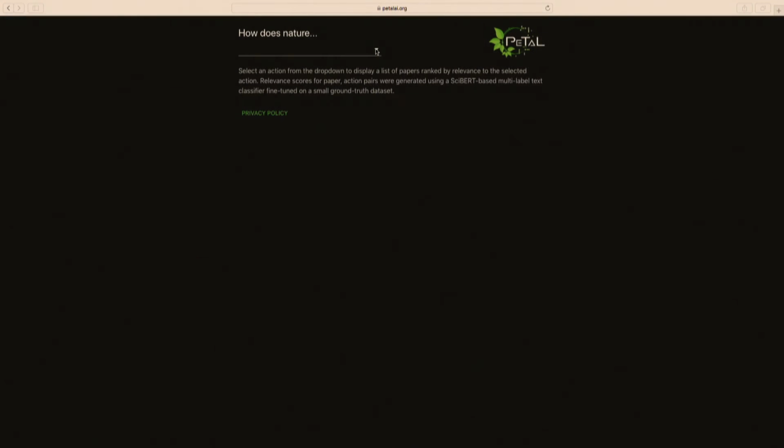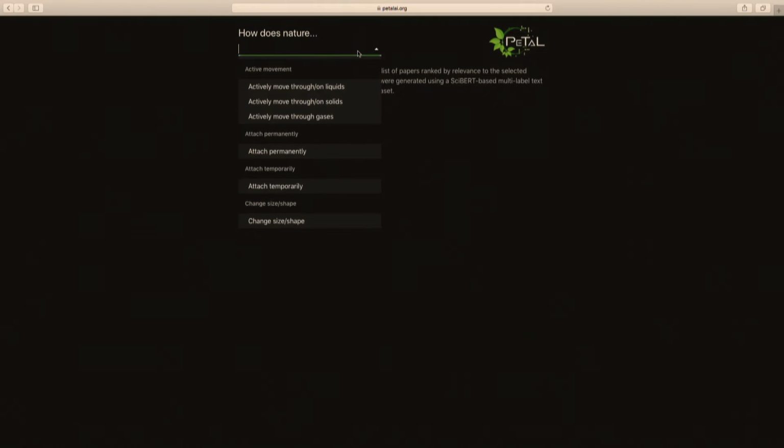It's PeTaLAI.org. And what you'll find there is we were able to create this machine learning algorithm, and we were able to categorize about 1,300 papers. It's very simple at the moment, but the idea is that we'll add to this over time as we get feedback from people using it, what's working well for them, what would they like to see.